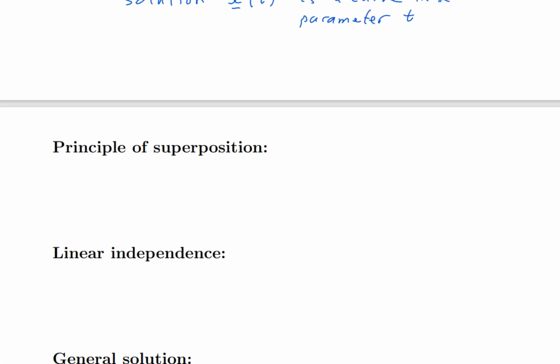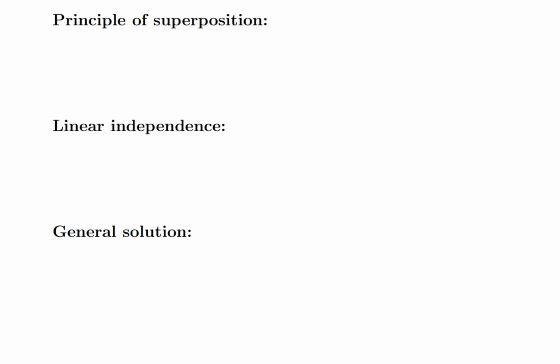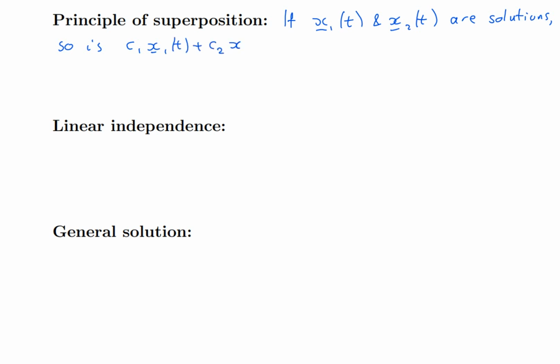Now, just as with higher order linear equations, we had a principle of superposition. Same thing happens with first order systems. So if x1 of t, so now I'm calling x1 the first solution, and x2 of t, not labeling the components, but labeling which solution I'm talking about, I've got two solutions, so is a linear combination c1 x1 of t plus c2 x2 of t.